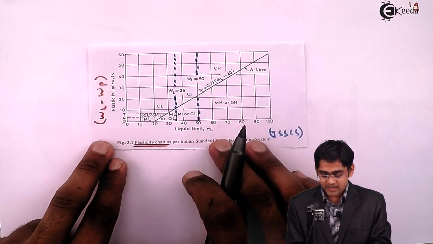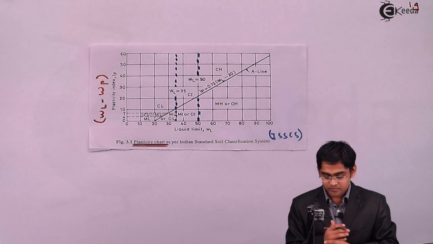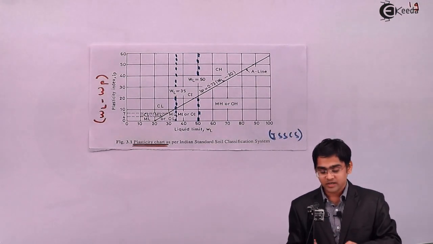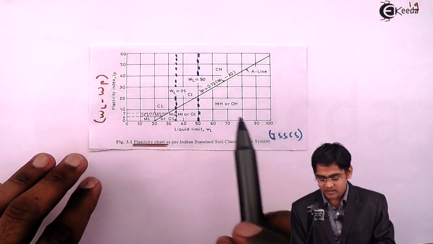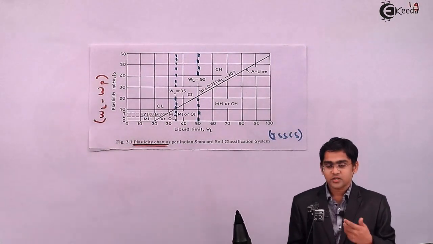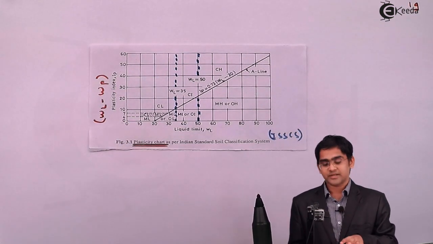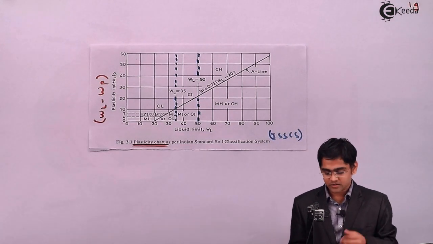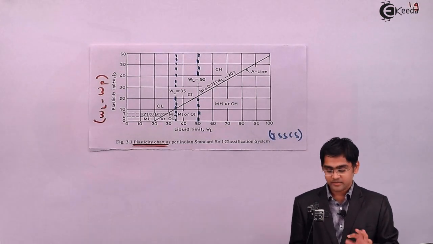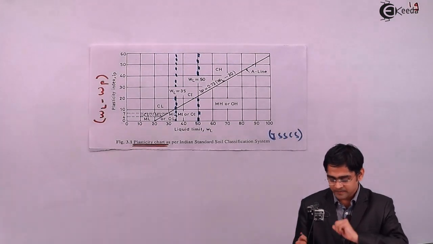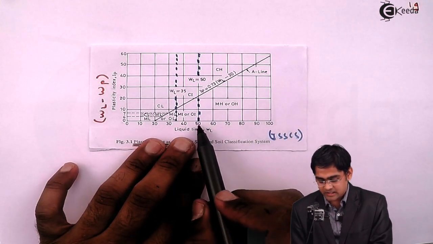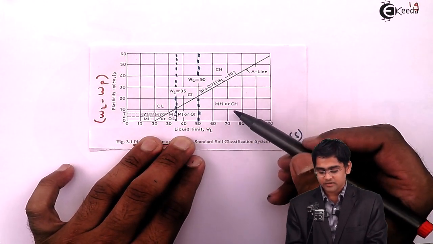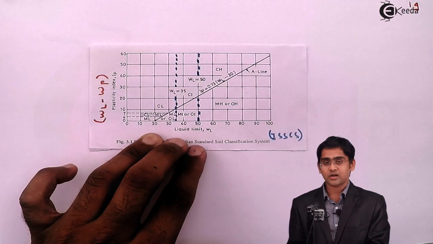So just by getting these two points, you can find out where exactly your point is located, and based on your point of location you can tell with confidence that yes, it's a clay of low compressibility or a clay of intermediate compressibility. Like this you can classify a soil based on the same parameters. So if you remember, if you have got a liquid limit greater than 50%, we end up with soil which is very highly compressible, and the highly compressible soil which has got a huge water content.